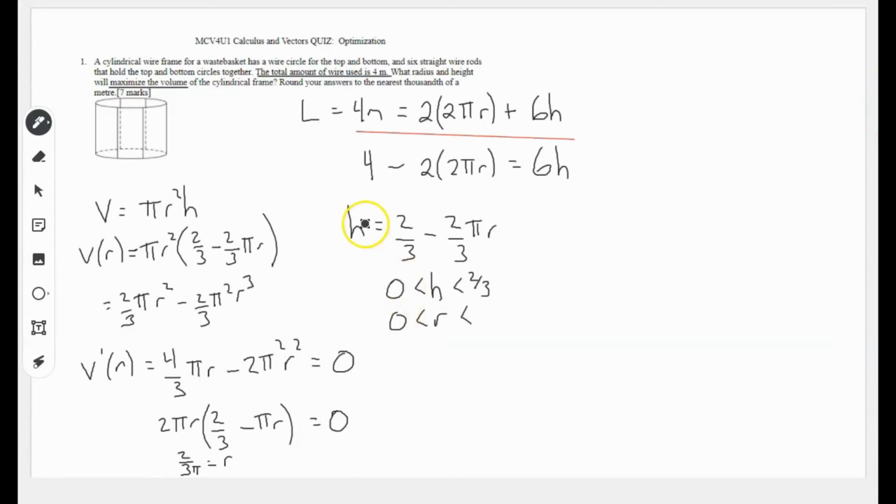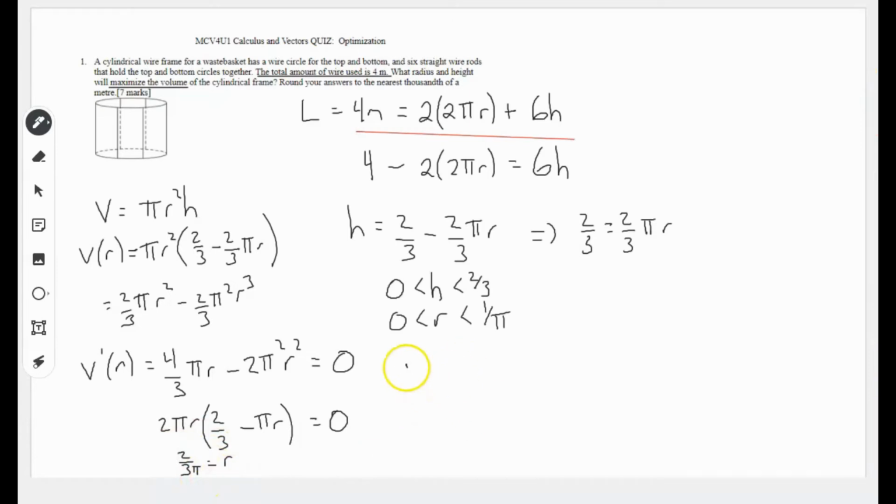And if we substitute 0 in for h, then we get 2/3 equals 2/3 pi r. So let me just do this over here. If we substitute h as 0, we get 2/3 equals 2/3 pi r, or r equals 1/pi. So there's your other range. But again, these ranges we're not necessarily interested in because they both give us a volume of 0. So what about this one?